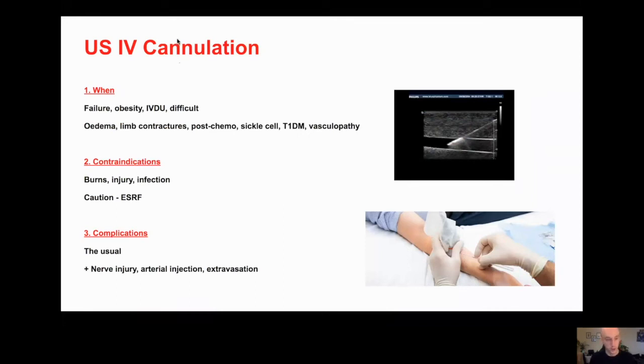Contraindications: burns, overlying infection, injury. You need to be careful in the patient with end-stage renal failure because they might be saving the veins for a fistula. And what are the complications? Well, it's the usual stuff: failure, pain, bleeding, infection. But there are some other things that we need to be aware of, such as nerve injury, artery injury, and they're more likely to tissue. We'll go over that later. So you need to be careful about what things you put down it.